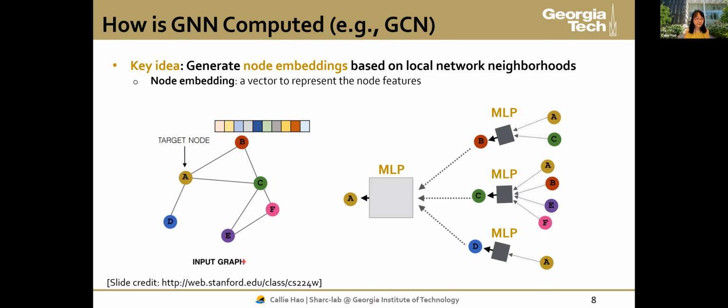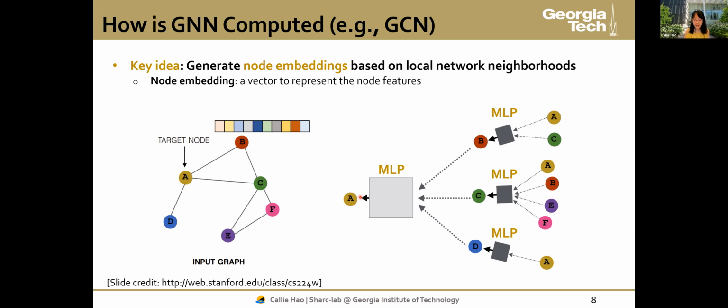For example, this is the input graph, and these are the nodes that we're interested in. For each node, there is a node embedding. A node embedding is basically a vector to represent the node features. Every node may have very different node embeddings representing their different features. So this is the input graph with node embeddings.